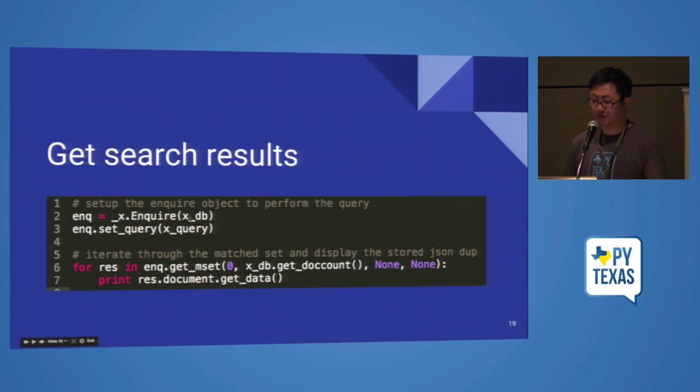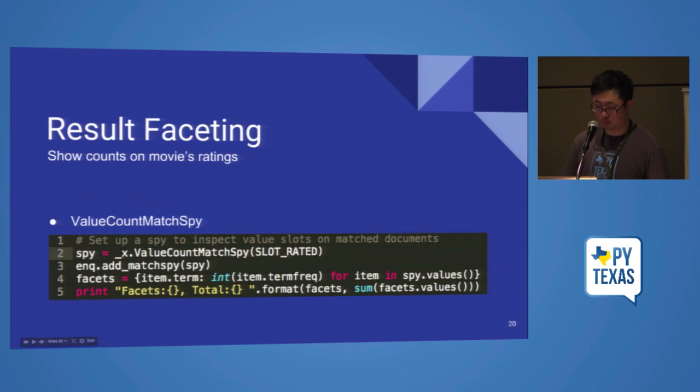Here is how we get the result from Xapian. We use this enquire object. We first instantiate an enquire object, set the query that we want to query the database, and use get match set, providing a size of how many results we want to match. So this will return a Python iterable, and we can print the documents so that we see the result.